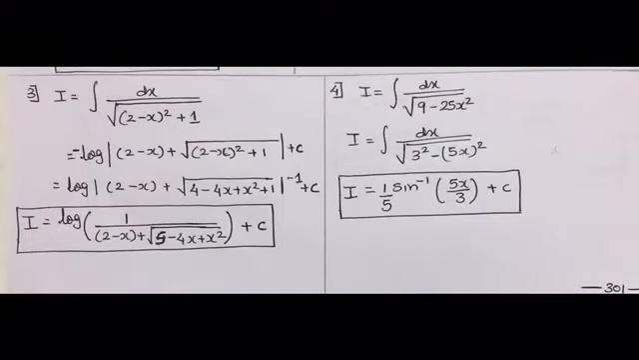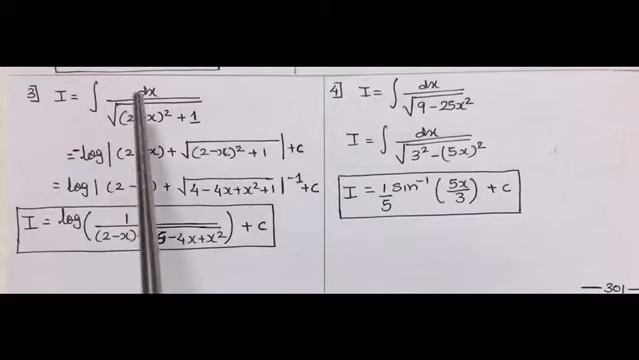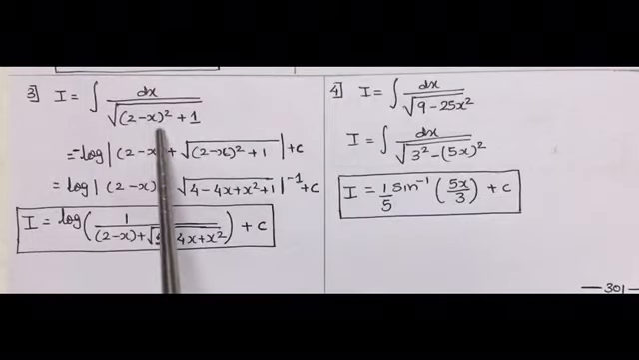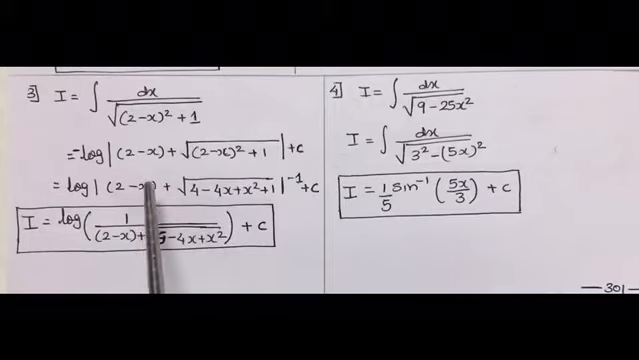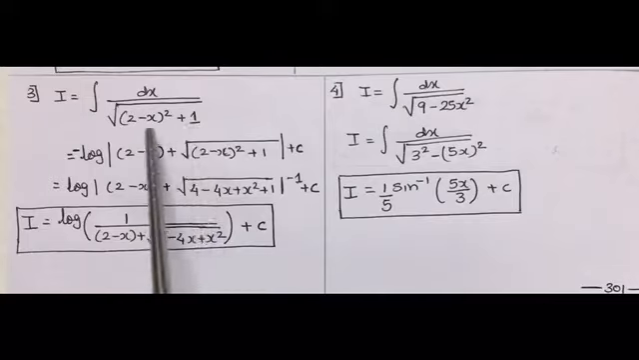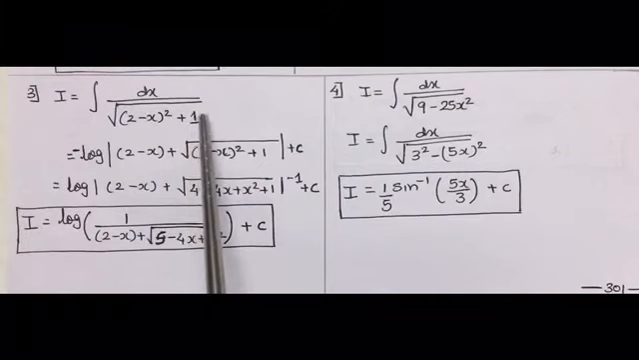Question number 3. It is given as integration 1 upon root of 2 minus x whole square plus 1. Now again it is already given in terms of squares. 2 minus x is considered to be x square and here a square is 1.